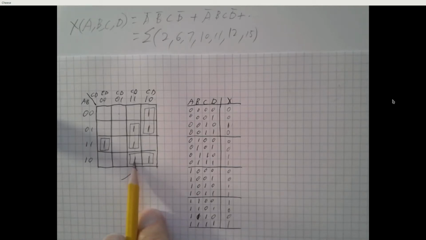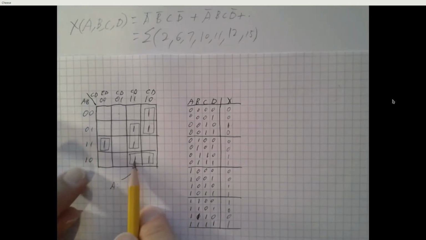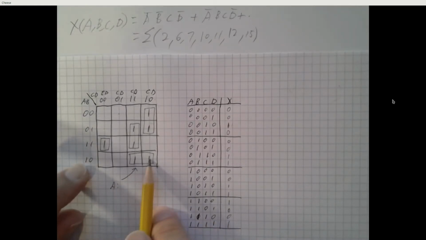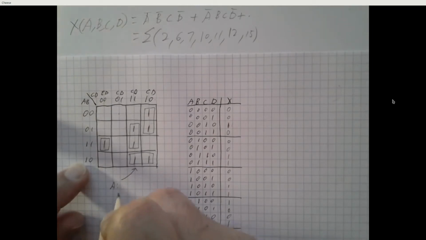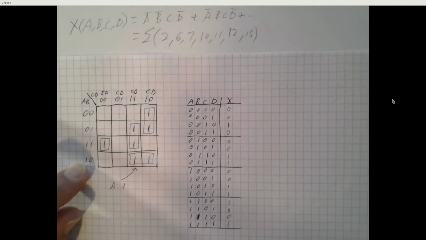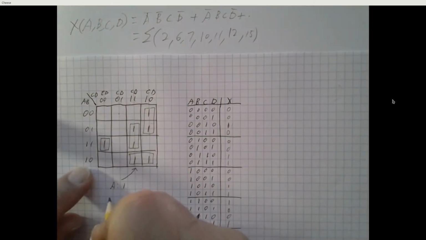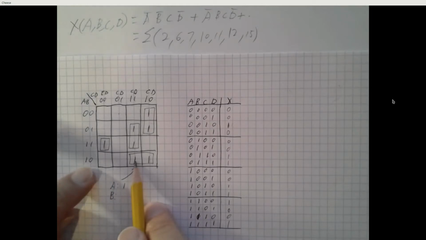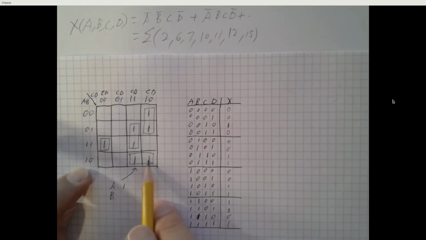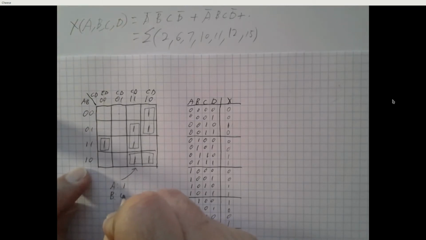So this rectangle, let's just look at A. So this box right here, A is equal to 1. This box here, A is equal to 1. So at every point in this rectangle, A is equal to 1. On the other hand, if we look at B, at this point, B is 0. And at this box, B is 0. So at both points in the rectangle, B is a 0.